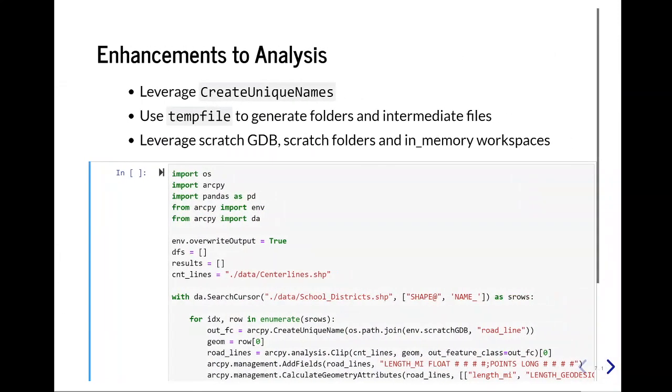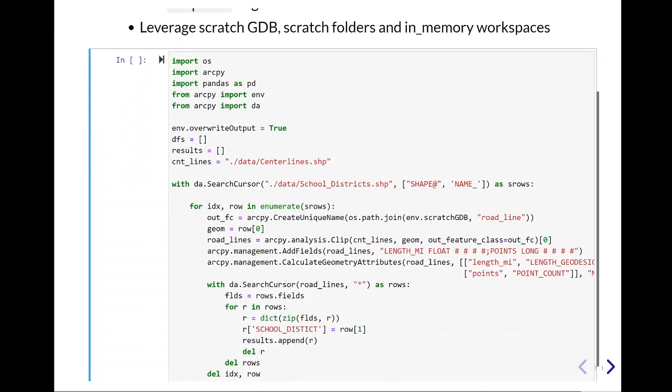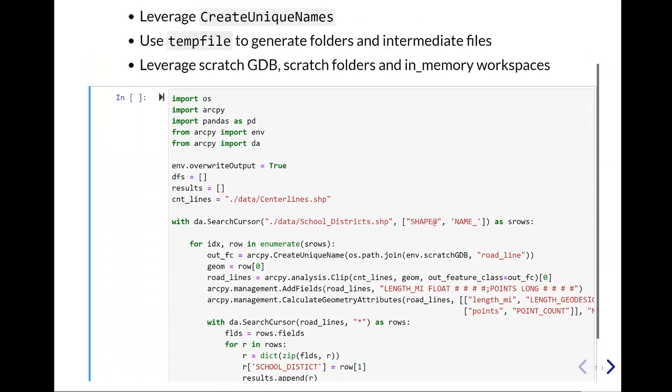But we can make an enhancement of that and leverage arcpy.CreateUniqueName. It ensures that whatever workspace you're working in, whether it's a folder or a file geodatabase, the name comes back and that file will be able to be written to that area. And then we can use temp files to generate the folder to handle our intermediate data. We're going to leverage the scratch GDB and scratch folder and in-memory workspaces as well.